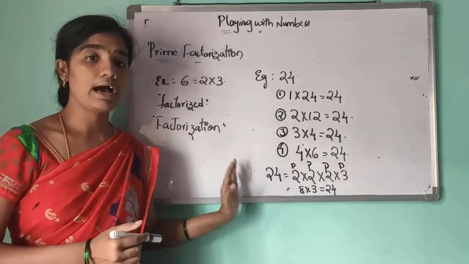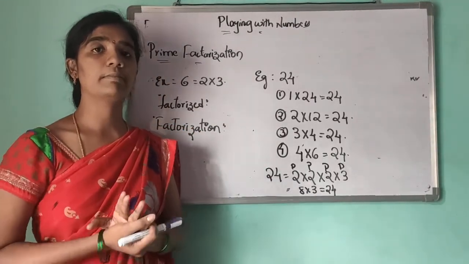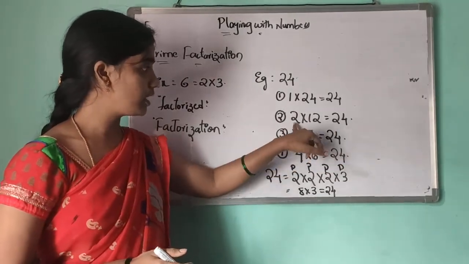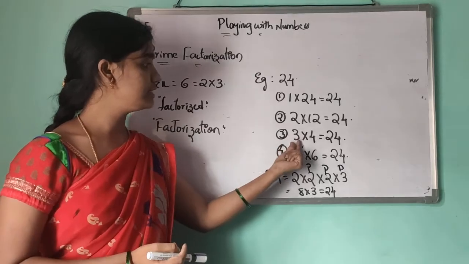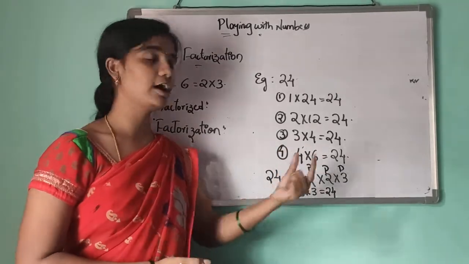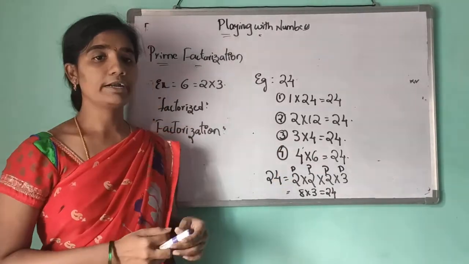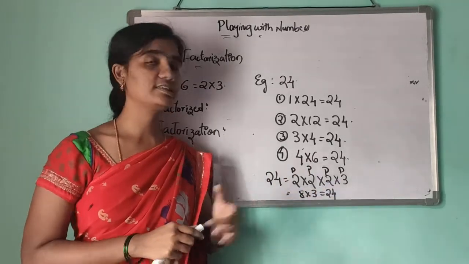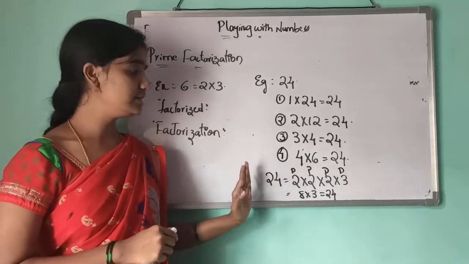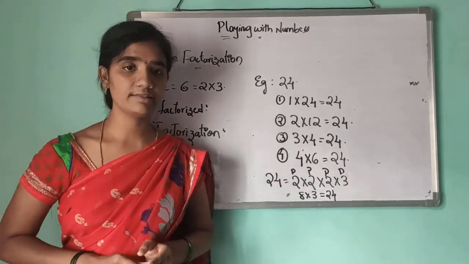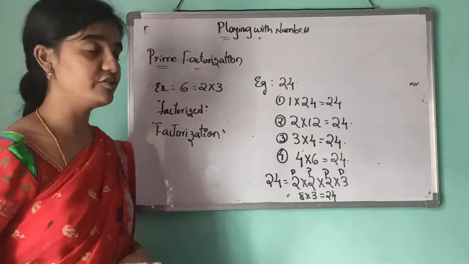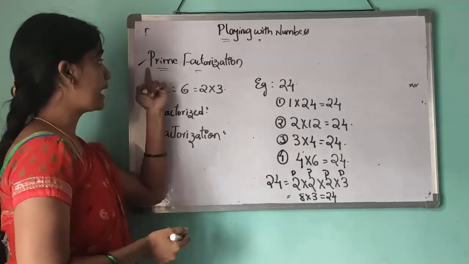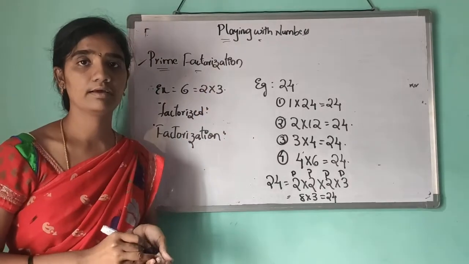But in other cases, some factors are prime numbers and some are composite numbers. Here check, 3 is a prime number, 4 is a composite number. But here all the numbers are prime numbers. So this kind of factorization is called prime factorization.